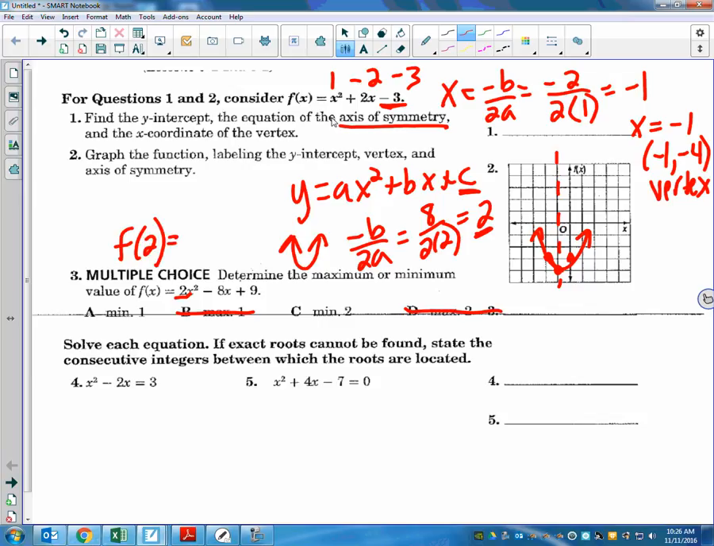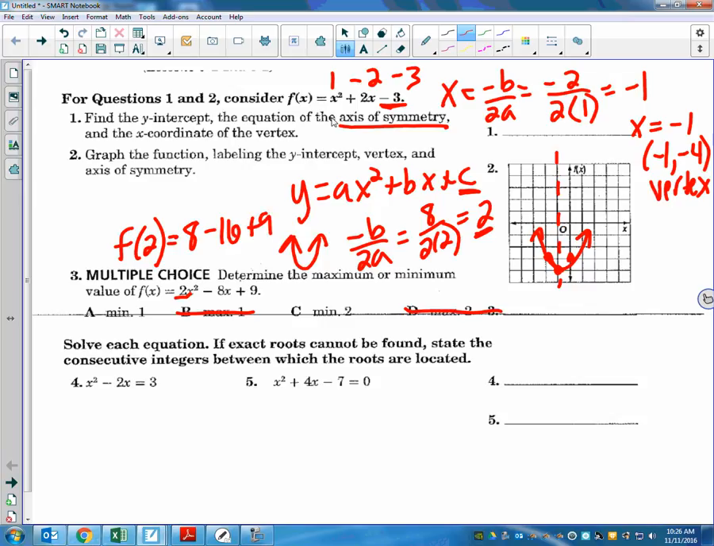So you have to know which way it opens. You have to know how to find the vertex. You got to plug that number back in there to find the y value that goes with it. And if I plugged 2 in there, that would be 4 times 2, which is 8, minus 8 times 2, which is 16, plus 9.